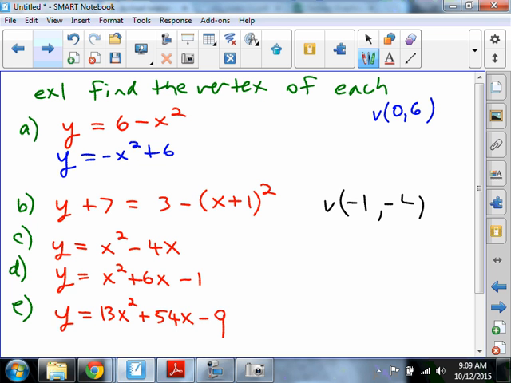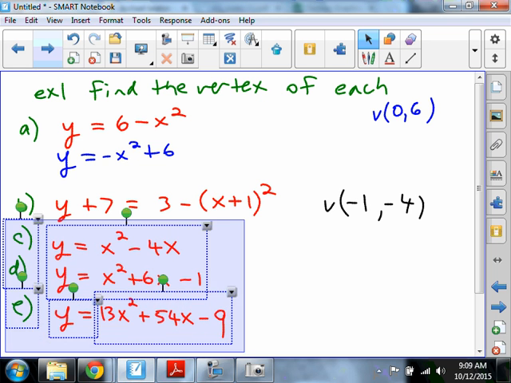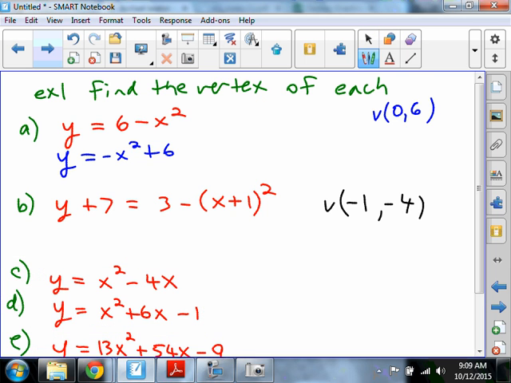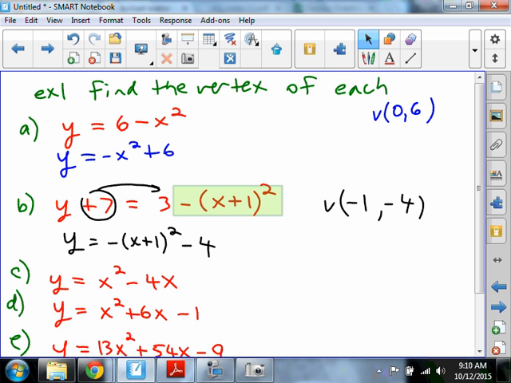Negative 1, negative 4. The deal on number B here is we need to jockey some things around, so we need to bring this plus 7 over to the other side of the equation. Everybody with me on that? Yeah, so you're going to subtract 7. So we would have y equals, and I'm going to put this part first. Everybody see why? Because that puts it in vertex form. So y equals negative the group of x plus 1, the group squared. And then when I have 3 take away 7, that's going to give me negative 4. Okay? How's everybody feel so far? Good? Okay.